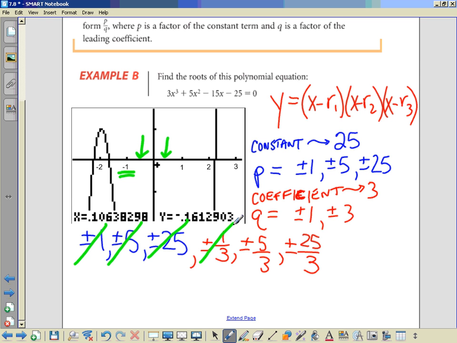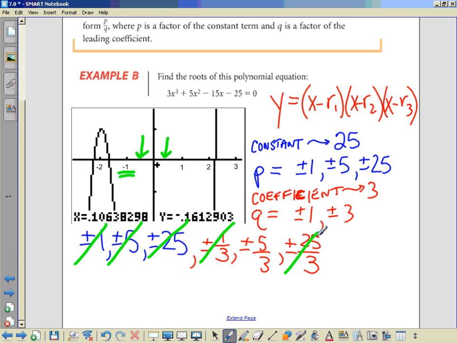What about positive or negative 25/3? Positive or negative 25/3, that's like positive 8.3 repeating and negative 8.3 repeating. The graph clearly does not cross anywhere near positive 8 or negative 8. So that's going to be out as well.